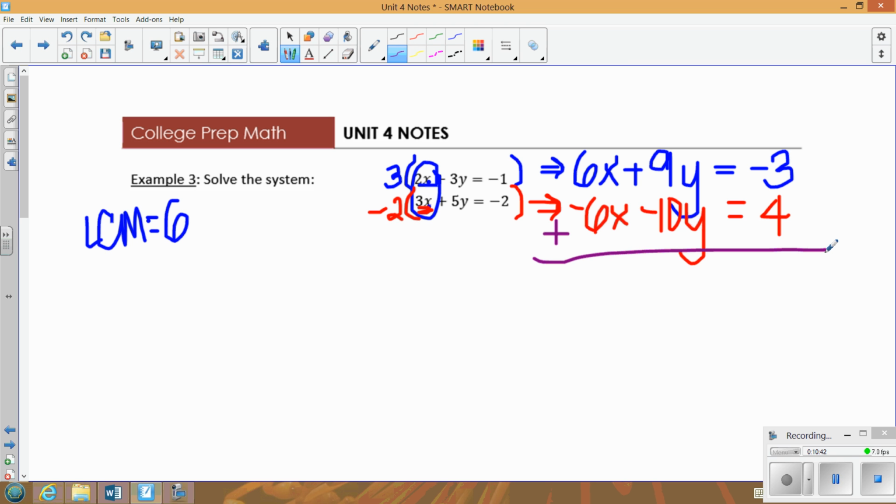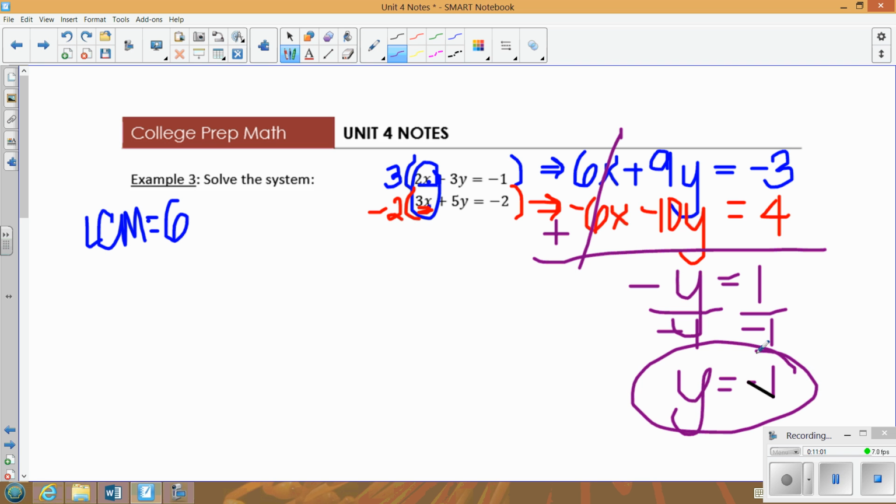So now I'm going to go ahead and add my two equations, and one of the variables should cancel if I've done it correctly. So 6x minus 6x is gone. And then I have negative y equals 1. So divide everything by negative 1 to get y by itself. So we get y equals negative 1.